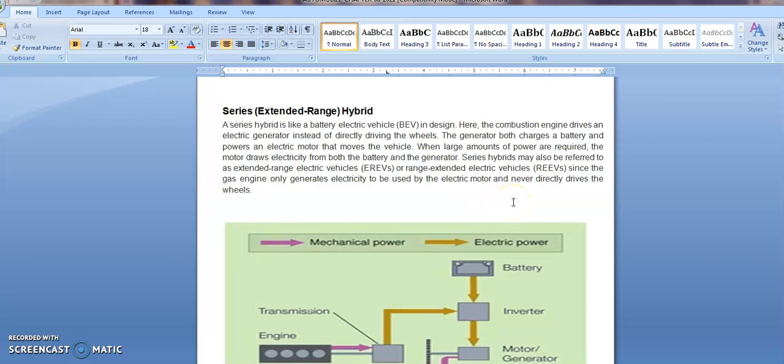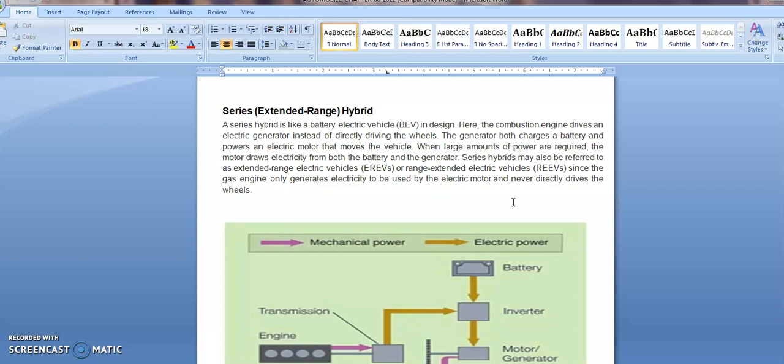In today's video we are going to learn about different types of hybrid vehicles. Actually, hybrid vehicles are divided into three types. The first one is the series hybrid, the next one is the parallel hybrid, and the third one is the series parallel hybrid. So let us discuss one by one.